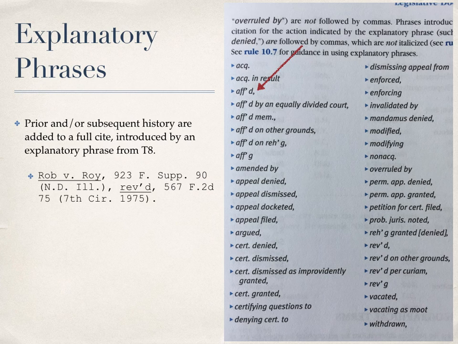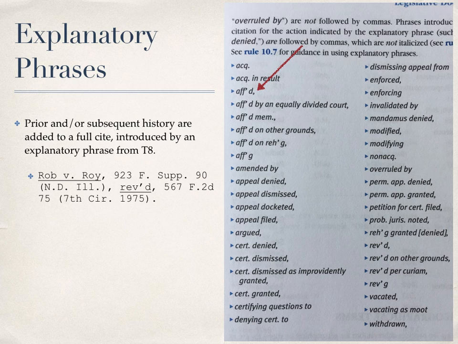Note in my example that your explanatory phrase is going to be underlined or italicized, and in my example, I've underlined it so that it matches what I did with my case name. In the examples in T8, you will see that they're all italicized. So if you're italicizing your case name in your citation, you would also italicize your explanatory phrase. If you underline your case names, then underline your explanatory phrase.